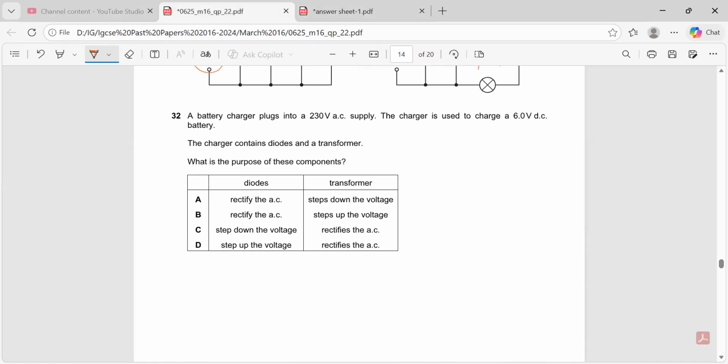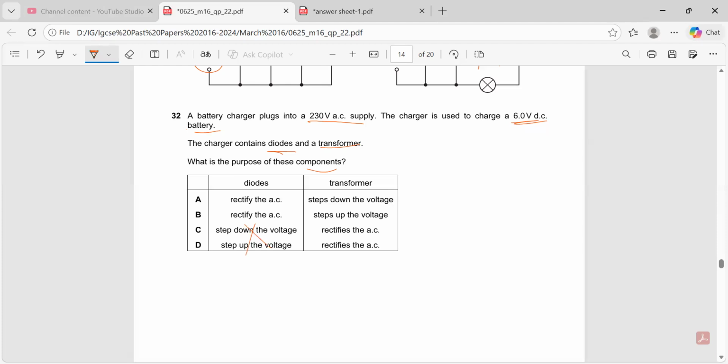Okay, 32 now. A battery charger plugs into a 230-volt supply. The charger is used to charge a 6-volt DC battery. The charger contains a diode and transformer. What is the purpose of these components? Diode lets the current pass through in only one direction, so it keeps the current in the same direction, converting from AC to DC. It is also known as a rectifier. Rectifying means to make it straight. So rectifiers rectify the AC.